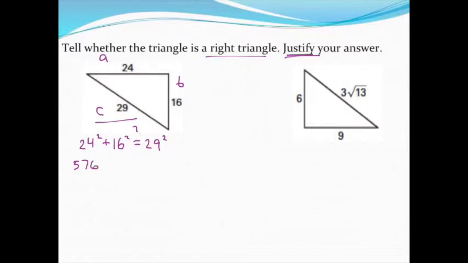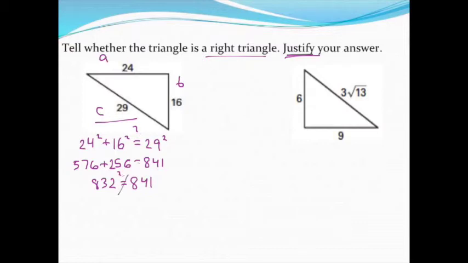24 squared is 576, 16 squared is 256. Oops, 256. And then 29 squared is 841. If I add these values on the left together, I get 832. And then again, oops, I should be doing equals with a question mark. 832 is maybe equal to 841, and of course it's not.